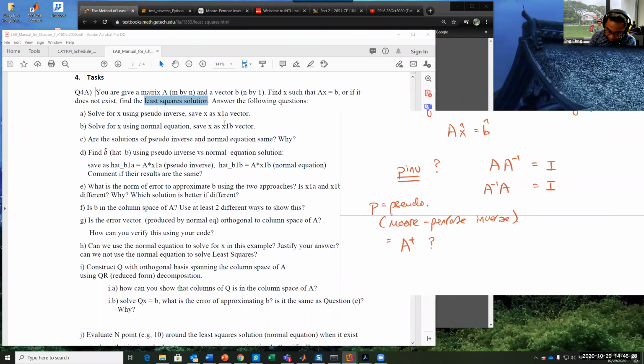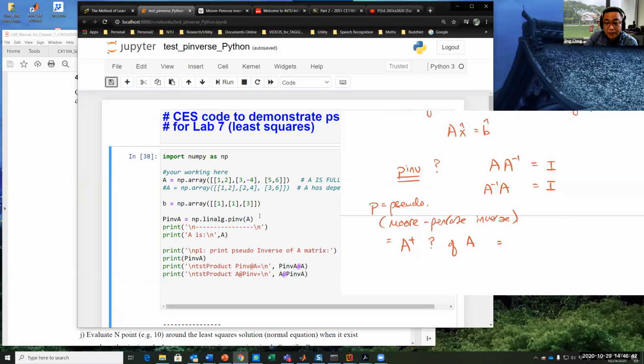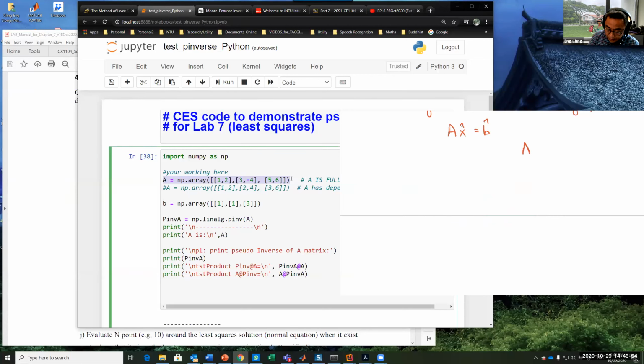And how to find this? What is A plus of A? If you want to use Python to do it, I'm going to give you the code now. So I set an A. I let A equal 1, 2, 3, minus 4, 5, and 6. What is A plus? Okay, first, A is a 3 by 2 matrix.